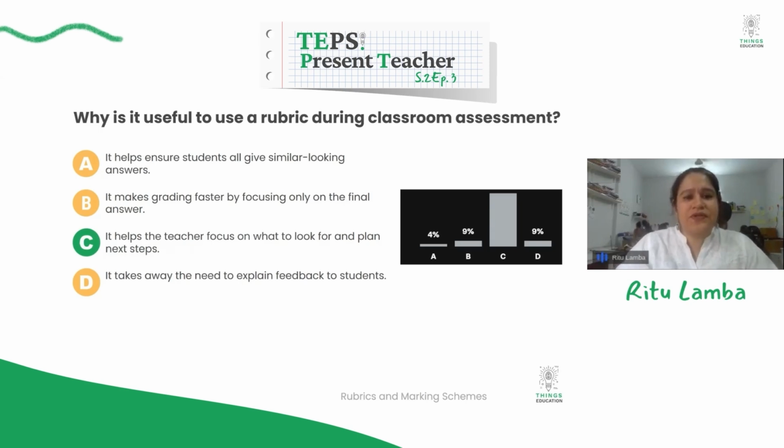Option A, which is about ensuring students all give similar looking answers, that's not really the aim of a rubric. Students can give answers that look different, that use different words, that use synonyms of the same keyword, and that's fine because the point is to see if they've understood. So even if their answers look different, as long as they are aligned to the learning, that is fine. And that is completely okay, in fact, because that means that they're thinking on their own and they're not just copying textbook answers.